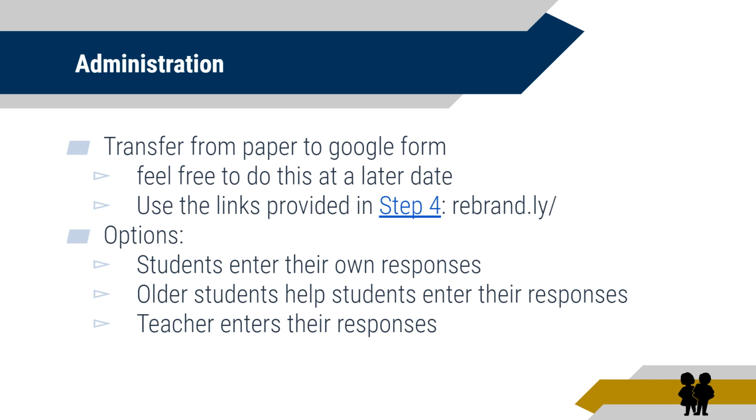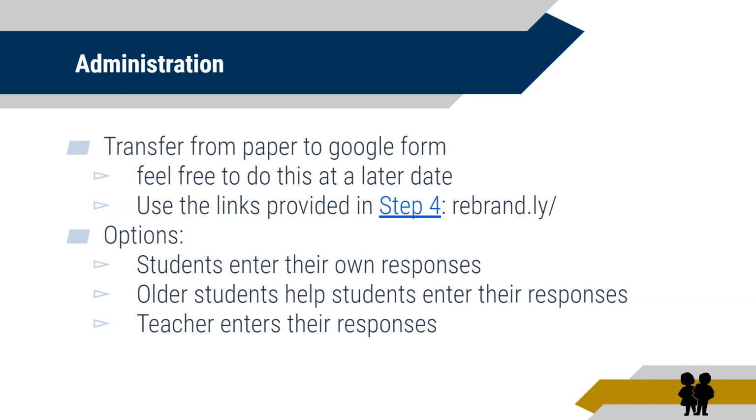When students are done the entire assessment, you will want to transfer their results from paper into the Google form. You don't have to do this on the day they do the assessment. You could do this at a later date. You will have received the links with the information that you need for entering this information. So in step 4 in the document that your principal gave you, you'll see a set of links that start with rebrand.ly/ and then the code. So you'll just type all of that, rebrand.ly/ and then the code, into the URL address. You don't need to put HTTP, you don't need to put www.